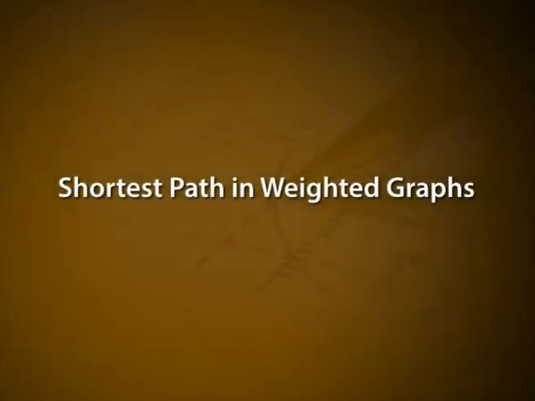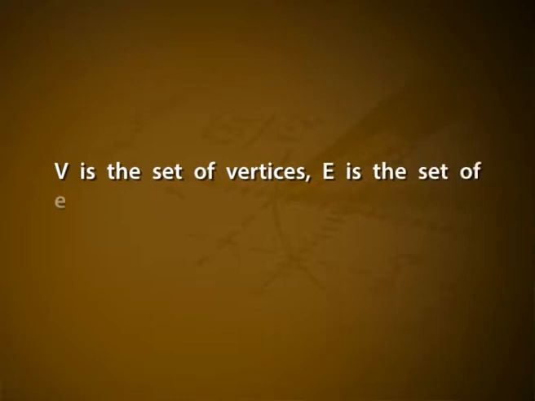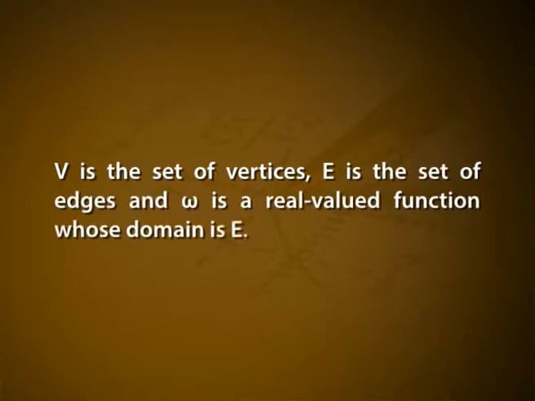Shortest path in weighted graphs. A weighted graph can be considered as a triple G equals (V, E, W), where V is the set of vertices, E is the set of edges, and W is a real valued function whose domain is E. If U and V are two vertices, then W(U,V) denotes the weight of the edge joining U and V.